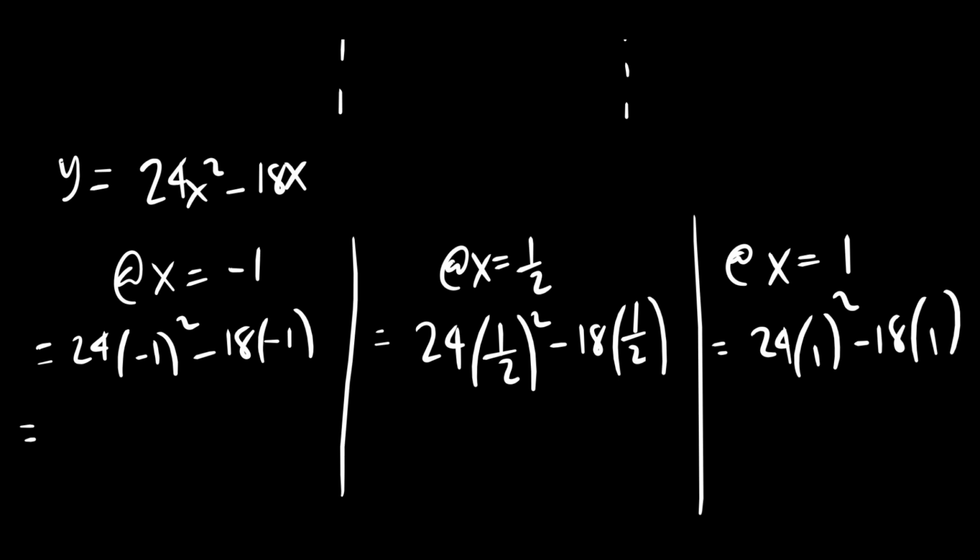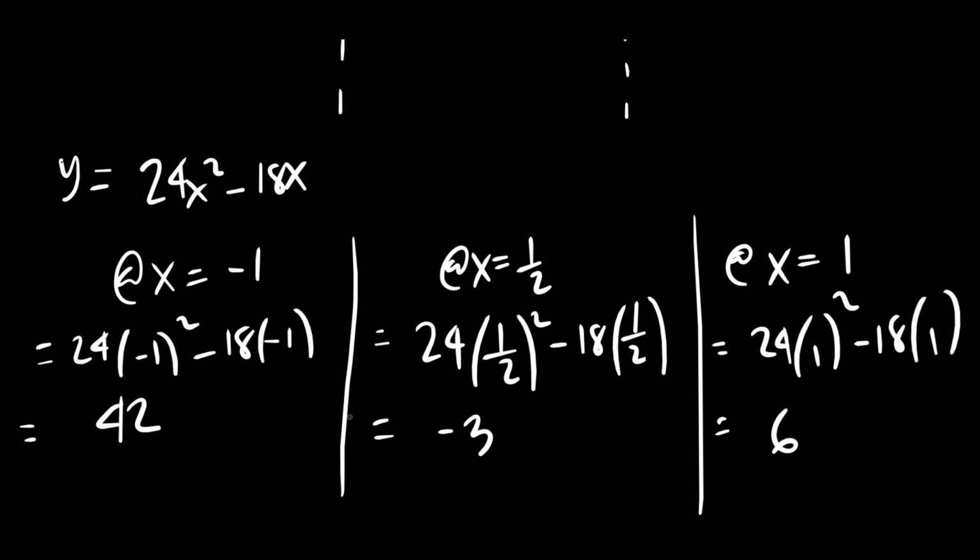So by using a calculator, we will calculate. So 24 multiplied by -1 squared minus 18 multiplied by -1 equals +42. For 1/2, 24 multiplied by 1/2 squared minus 18 multiplied by 1/2 is just equal to -3. And for +1, we have +6. So let's graph this.